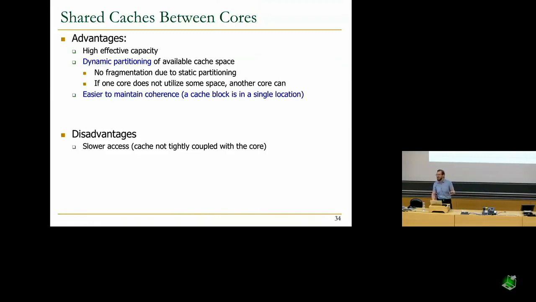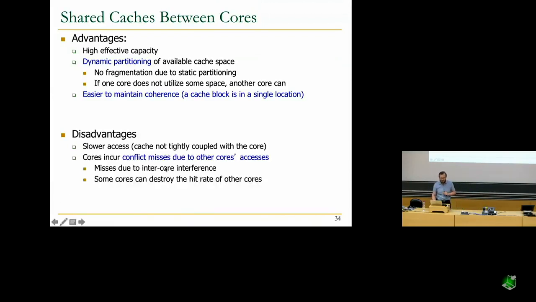The disadvantage of a shared cache is it's slower. Basically, if you have a smaller cache that's dedicated to a core, it's faster because it's smaller, and it also doesn't need to connect to many, many cores, right? Basically, a shared cache is not tightly coupled with the core. As a result, it's slower, and it cannot be customized to the core also. And we already discussed this, but cores incur conflict misses due to other cores' accesses. One core can kick out some other core's data.